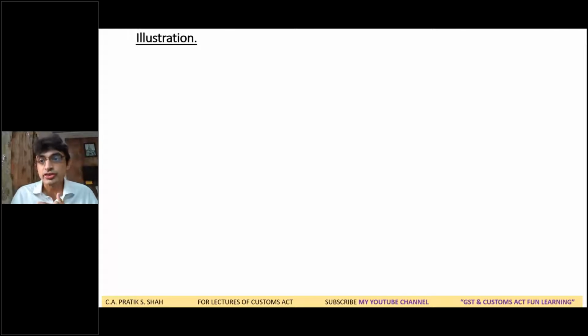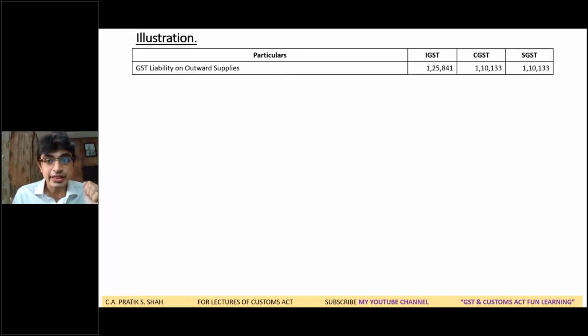Let us try to understand how to solve this entire sum. See what I told you. You had GST liability on outward supply. How much was your liability? 1,25,000 IGST, 1,10,000 CGST and 1,10,000 SGST. Now, in which ledger does this go? I will explain all that.